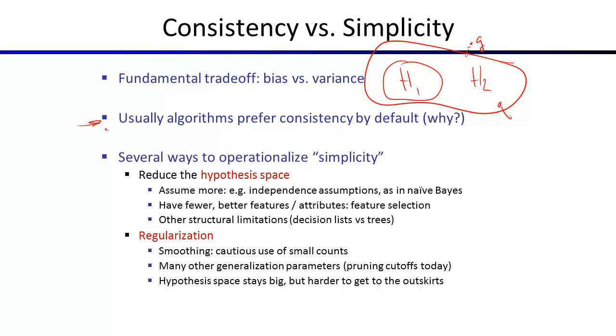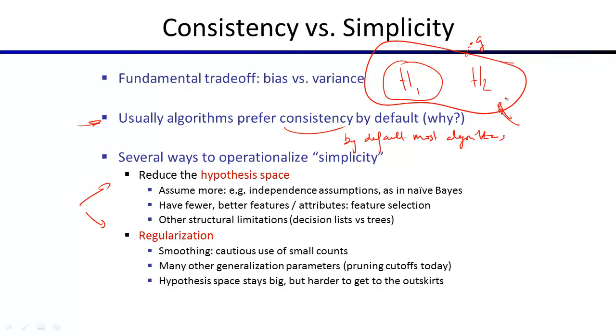Usually, algorithms are set up to minimize training error, that is, be maximally consistent. And so you need an external mechanism to ensure that you are keeping it simple. So in some sense, consistency is by default for most algorithms. And what we need to do to keep it simple is somehow enforce that explicitly. And there are two ways we've seen how we can do that. The first one is to reduce the hypothesis space, which corresponds to this picture over here. You might prefer H1 as your hypothesis space over H2 to keep things simpler. Only allow for lines, not more complicated function fits and so forth.